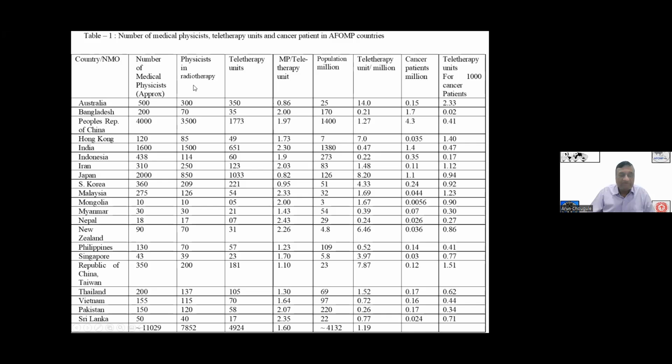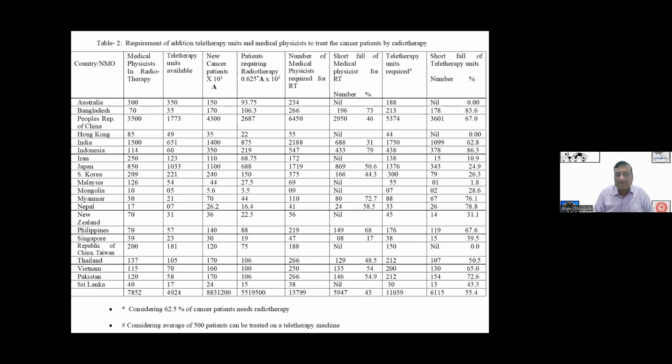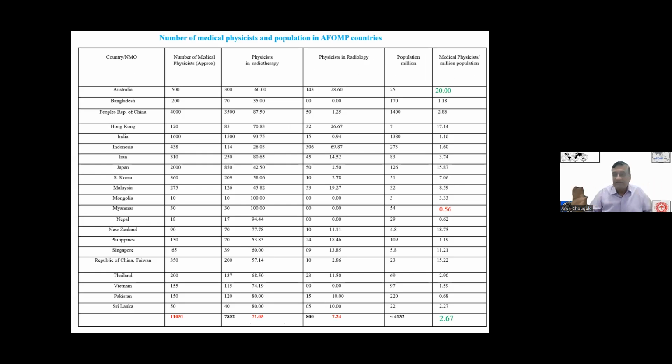Similarly, medical physicists play a very important role in radiotherapy. And this year's IDMP theme is medical physics for sustainable healthcare. If healthcare has to be sustained, medical physics is very important. This is what I have shown in the teletherapy machines required and the shortfall. In many countries, the availability is just 10% or 20%. So a 4-fold, 5-fold increase in radiotherapy facilities is needed.